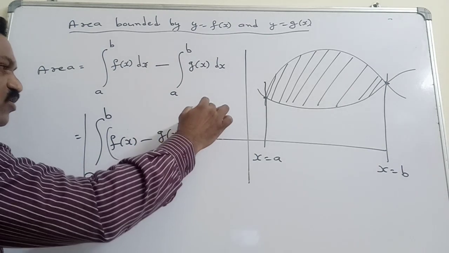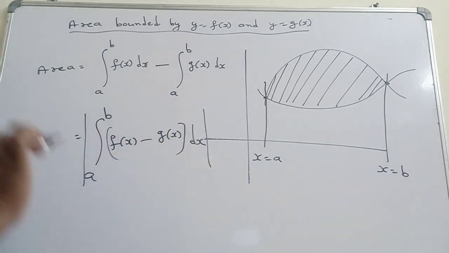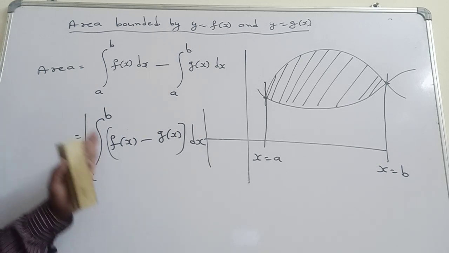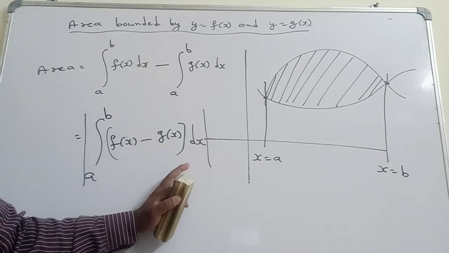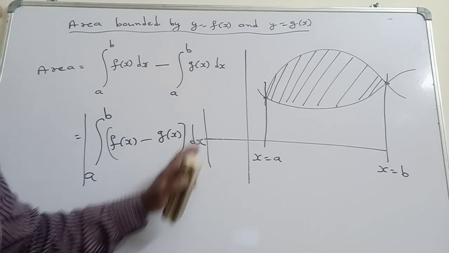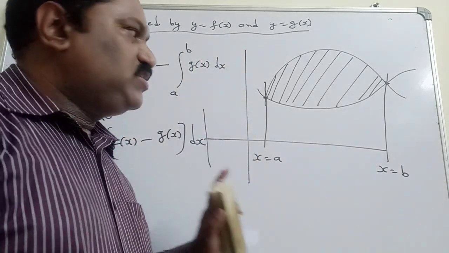Then we will keep the modulus, because the area should always be positive. That's why. So the integral from a to b of upper curve minus lower curve dx is going to give the area bounded between the two curves. Okay, so this is the next concept.